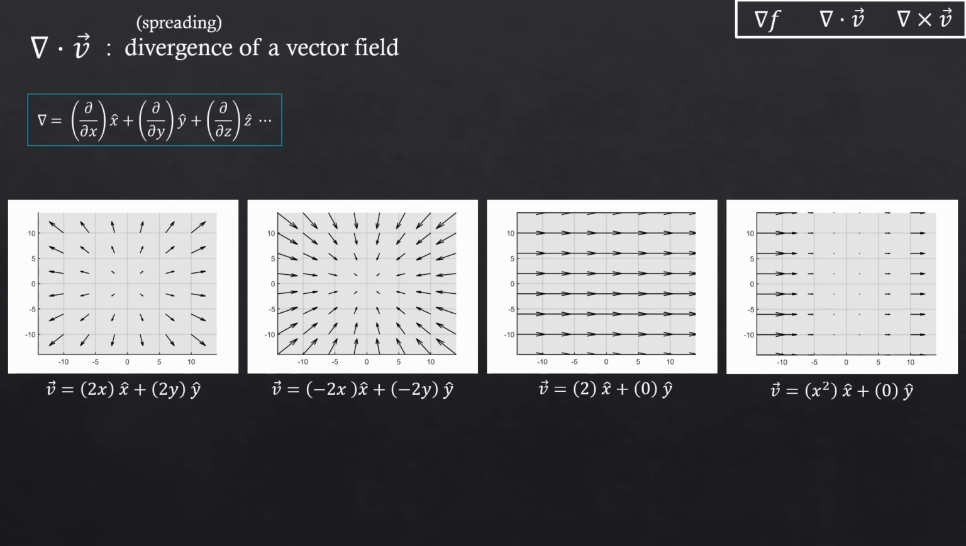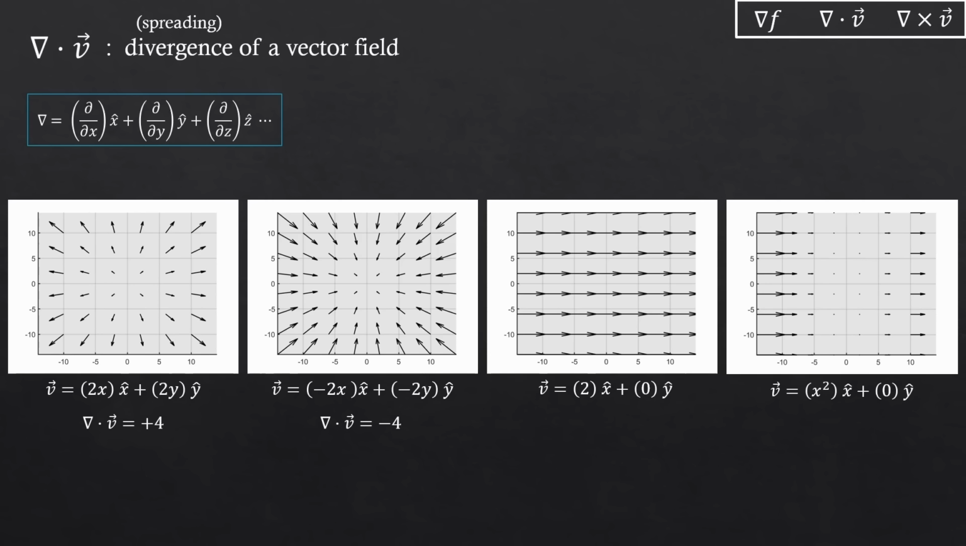Okay, so the divergence of the first vector field gives 4. The second one gives -4. So this makes sense. The first one is spreading out, so it is diverging, so positive value. But the second one is converging, which is the opposite of diverging, so the negative value makes sense. So the divergence of a vector field does tell us about spreading.